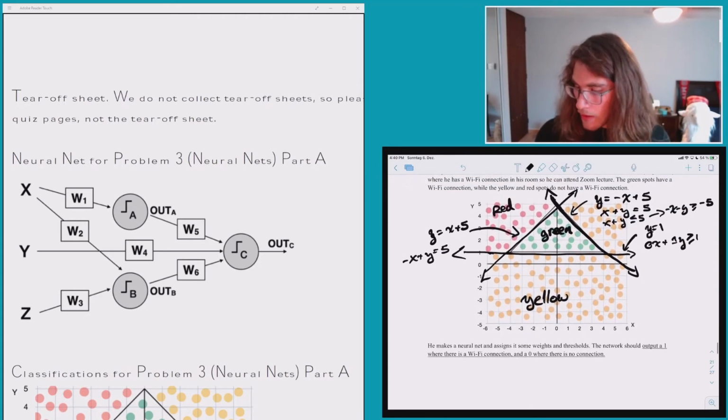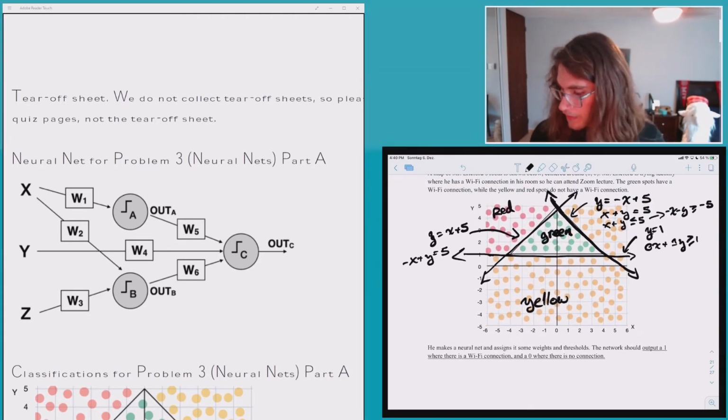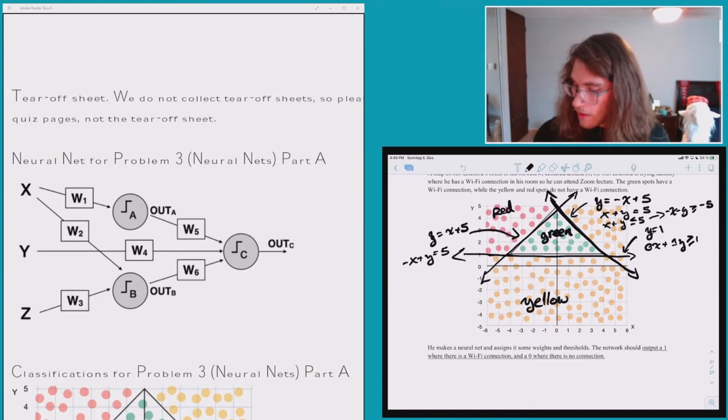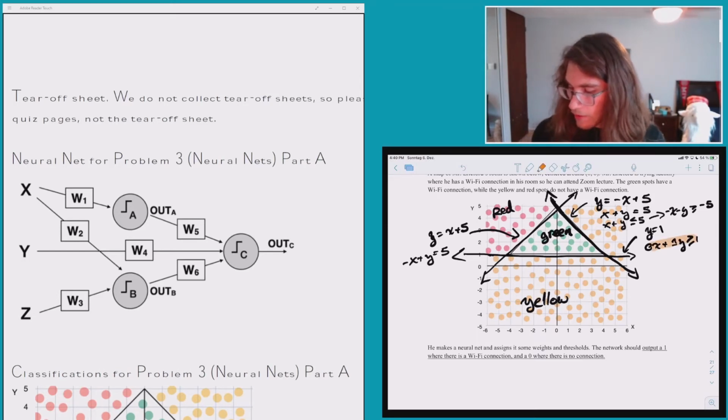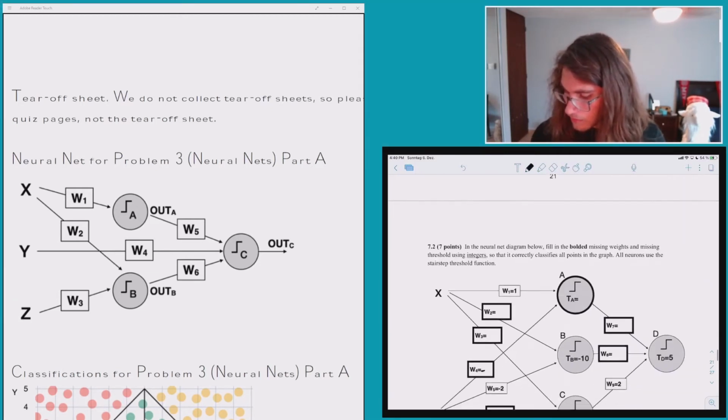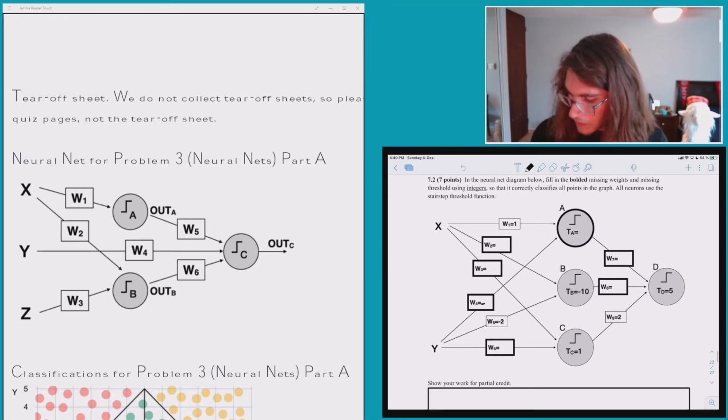So I have those three equations. Let's start first with this one, 0x plus 1y is greater than or equal to 1. That's an easy one. So I see that threshold 1, this is where I'm looking. 0x plus 1y is greater than or equal to 1.